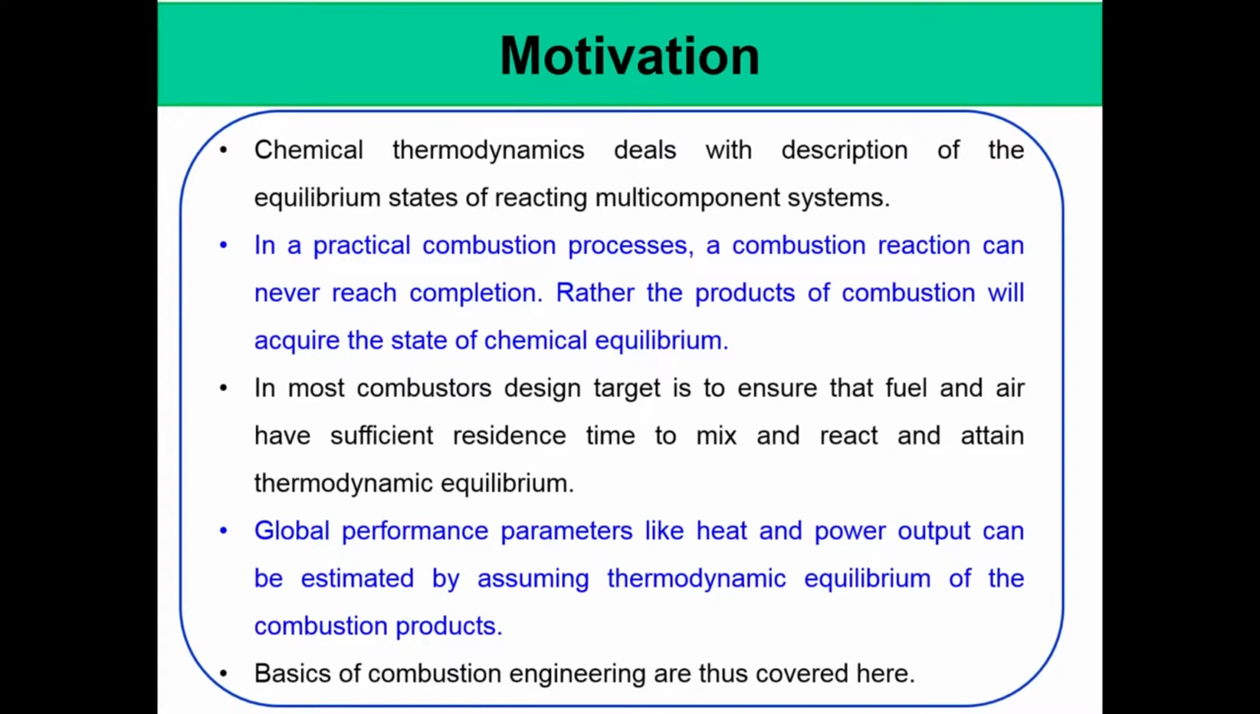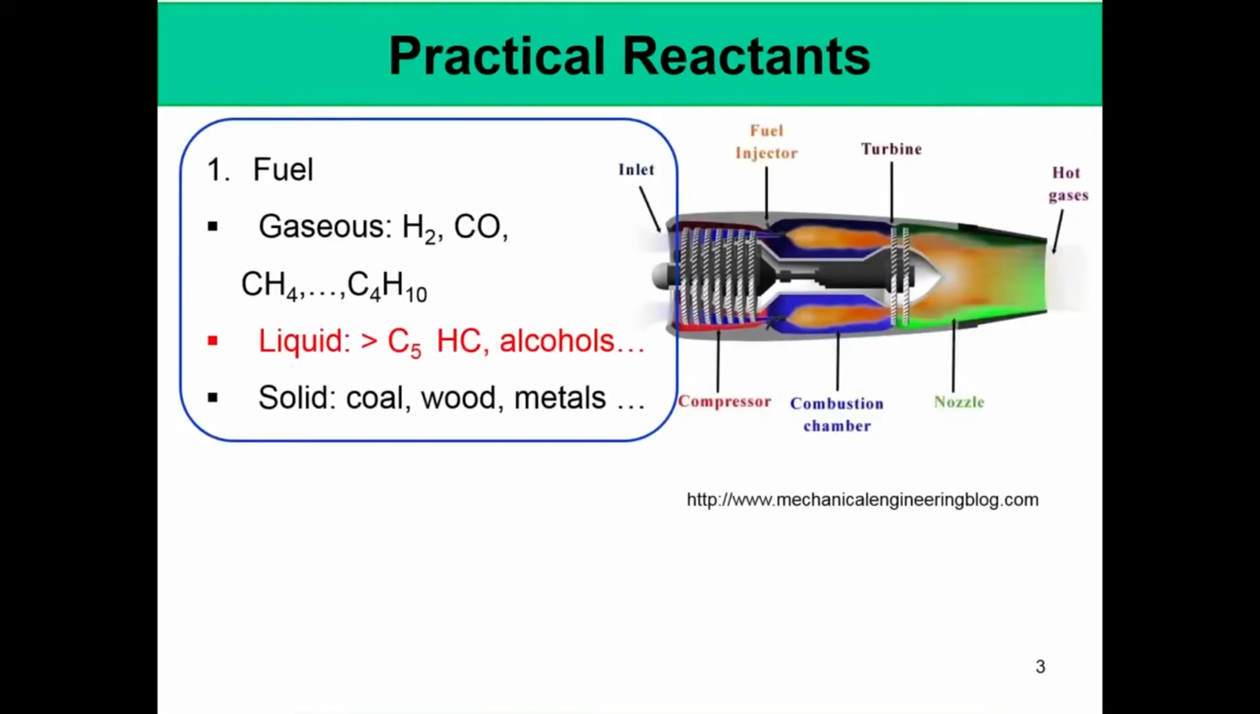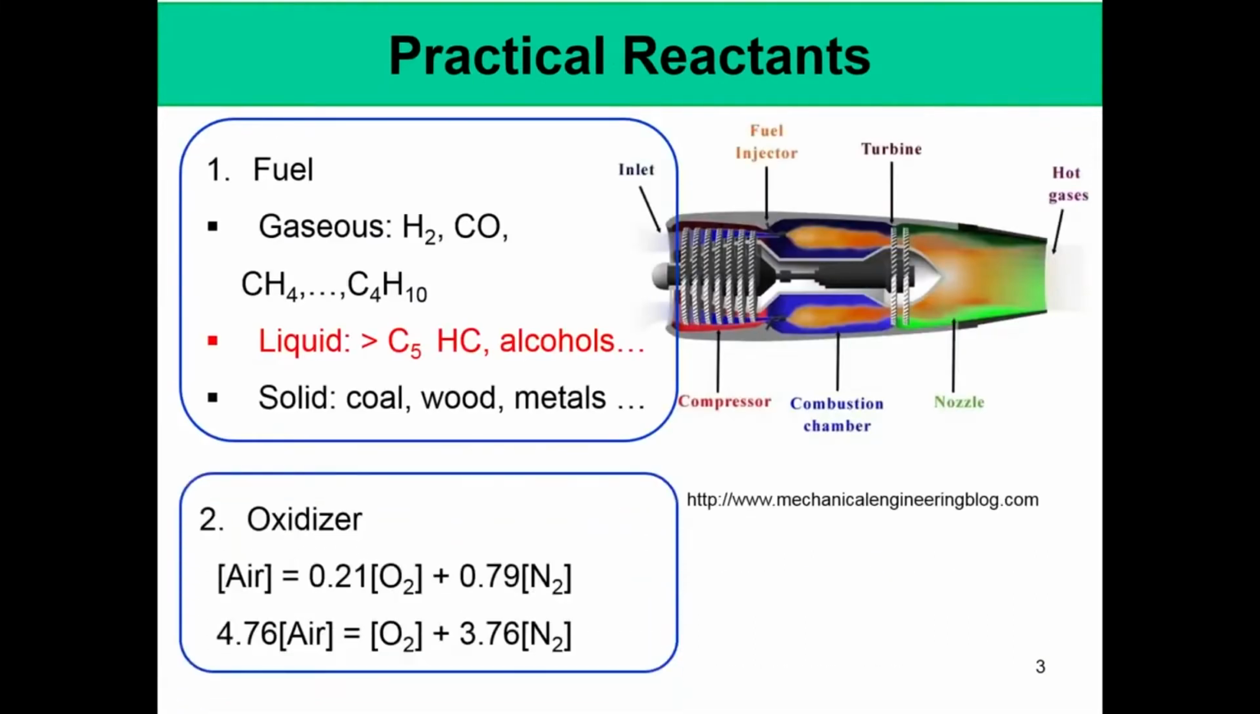In a combustor, the design target is to ensure that the fuel and air have sufficient residence time to mix and react and attain thermodynamic equilibrium. And often chemical equilibrium, as we have seen, gives us good engineering parameters, such as the total heat release and the total power output, which are the most important parameters that you need before you design an engine.